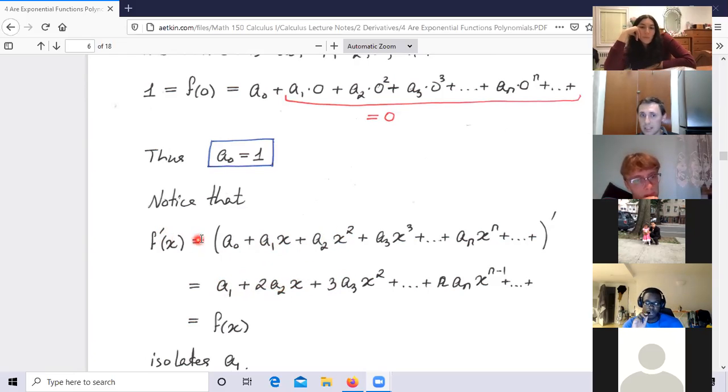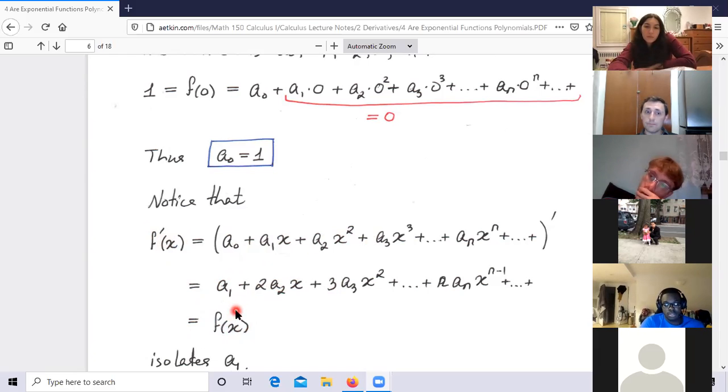Right? But this function is impervious to derivatives. That means that once you take the derivative, if it equals this infinite polynomial, it must be the same function. Yes? And now I can plug in 0. a1 is now an isolated sheep. I can get it. Right?